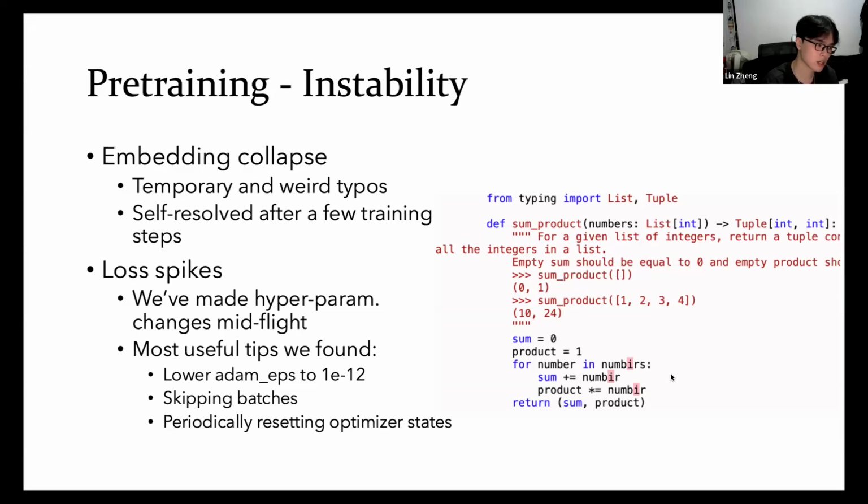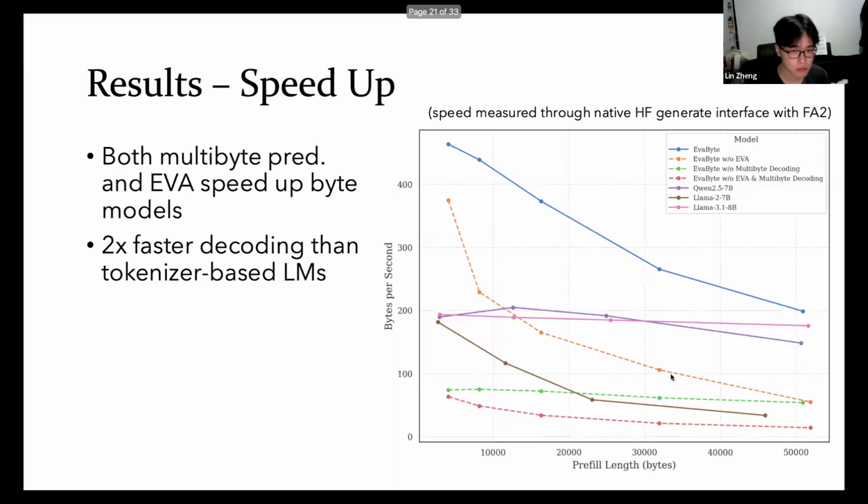And the last technique we use, especially near the end of the training run, is to periodically reset the optimizer state to remove potentially bad noise, like historical estimates. So this documents our efforts to address the instability issues.